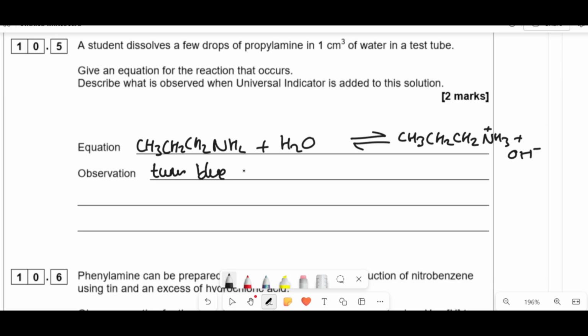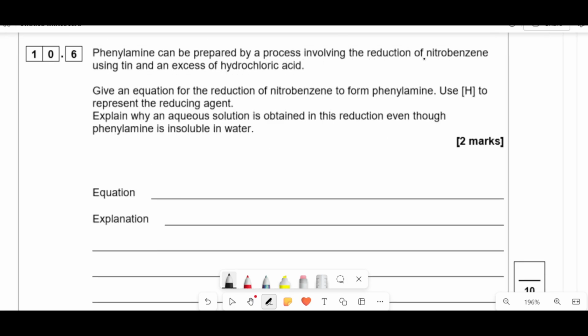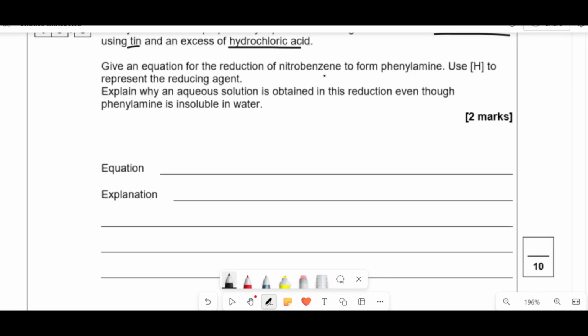Phenylamine can be prepared by a process involving the reduction of nitrobenzene using tin and an excess of hydrochloric acid. Give an equation for the reduction of nitrobenzene to form phenylamine. Use H to represent the reducing agent. Explain why an aqueous solution is obtained in this reduction, even though the phenylamine is insoluble in water.